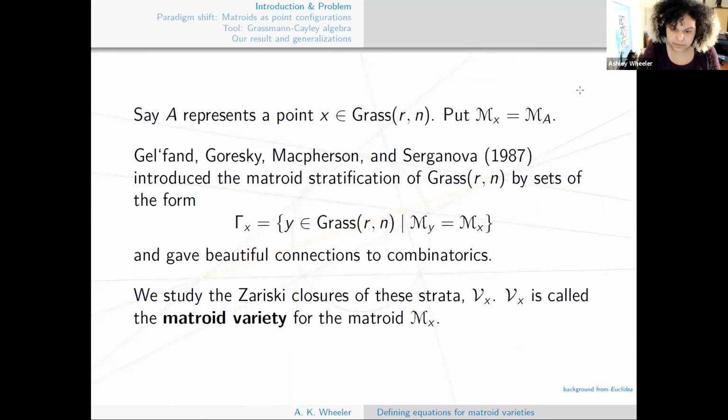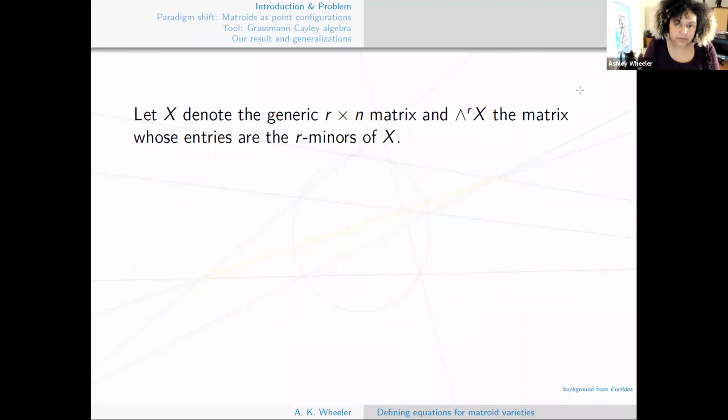And the reason I mentioned this in the elevator pitch video is that the basis axioms of a matroid give Zariski open conditions. So saying that a determinant does not equal 0 is a Zariski open condition. So just a little notation. I'm going to let capital X denote a generic r by n matrix. And I think everyone's seen this notation, but I just wanted to be clear. Wedge^r X is the matrix whose entries are the r by r minors of X.